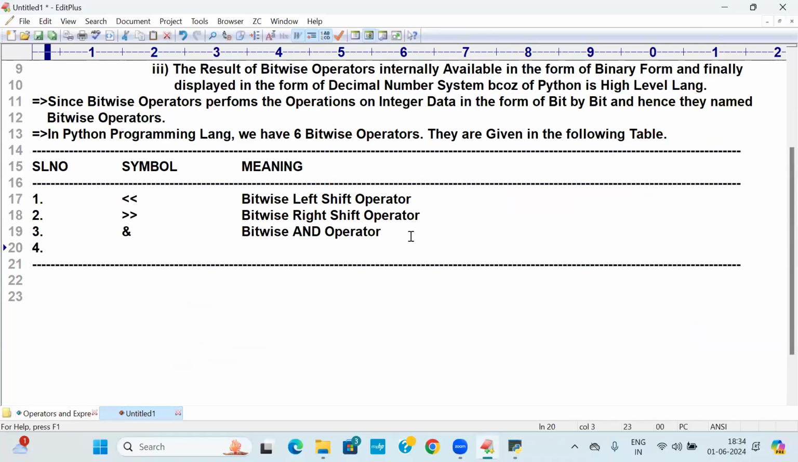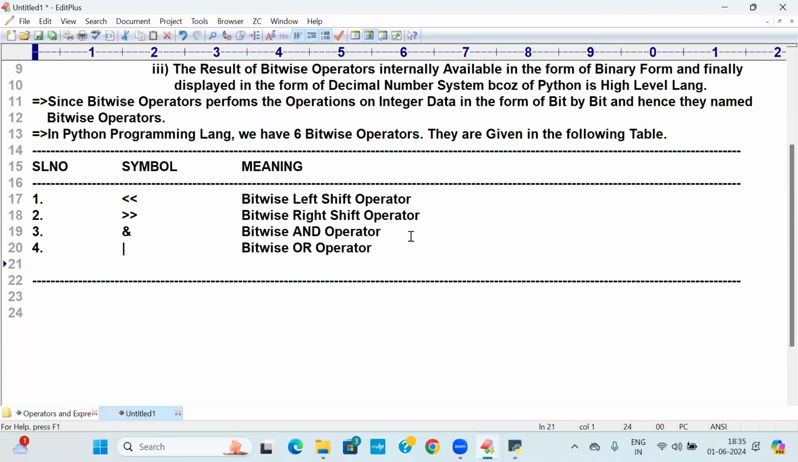Next, no problem. Fourth, this is called what, do you know? Vertical slash. What is this now? Bitwise OR operator. Next, the fifth one I am talking about. What is the next one? I say this thing. What is this now? Bitwise complement operator.